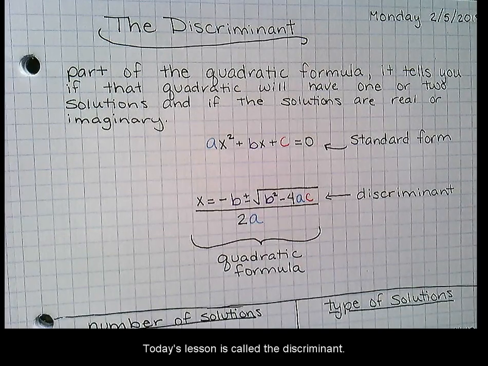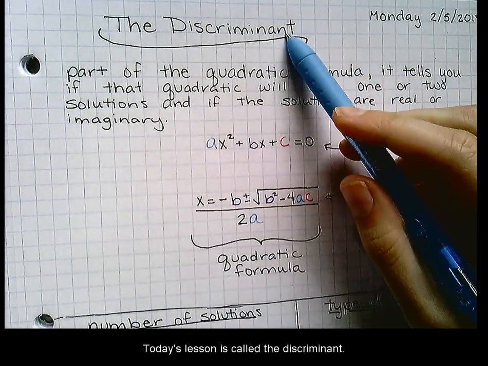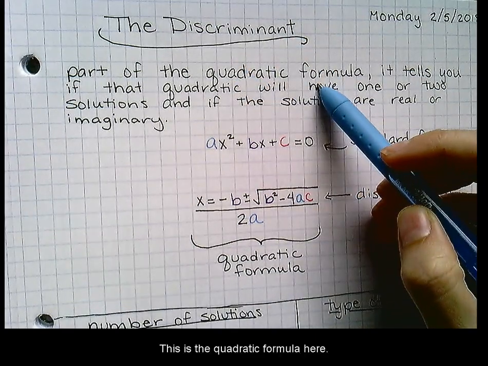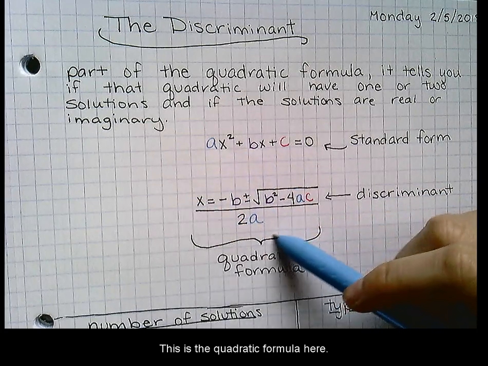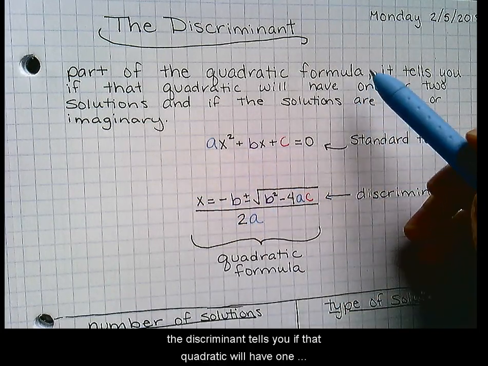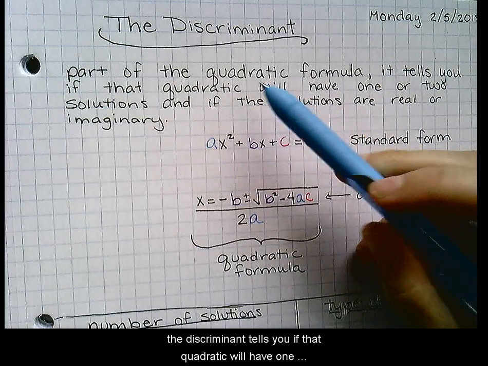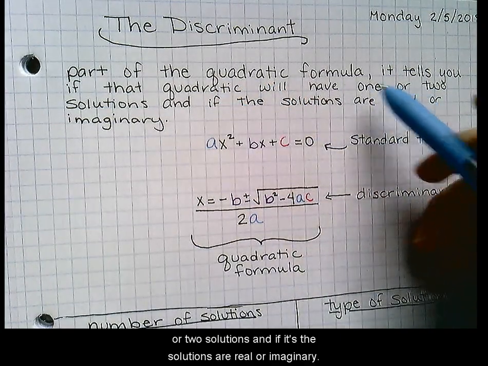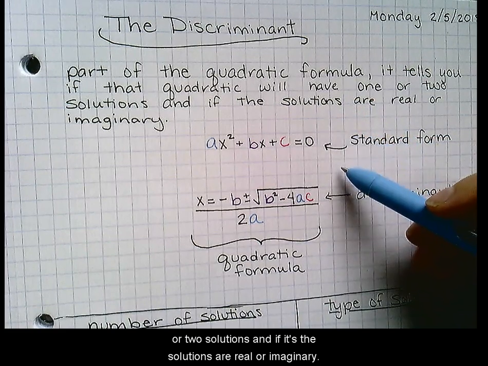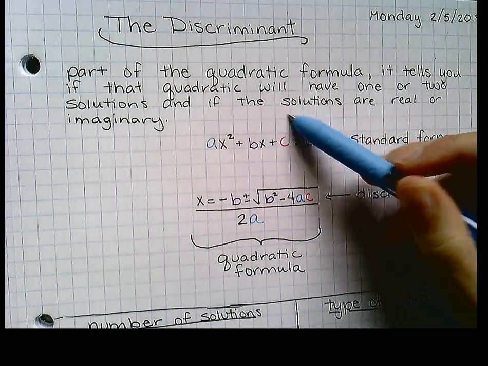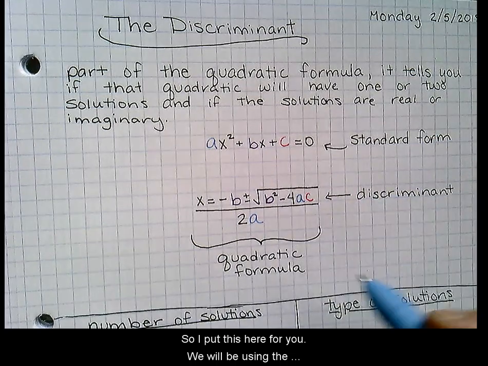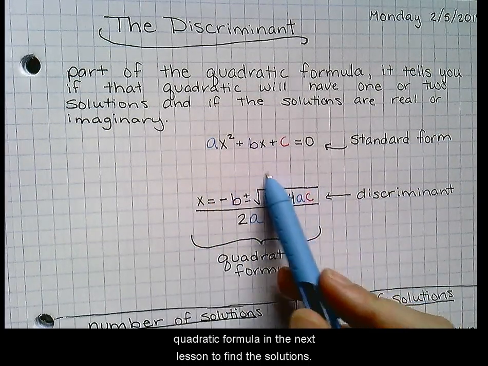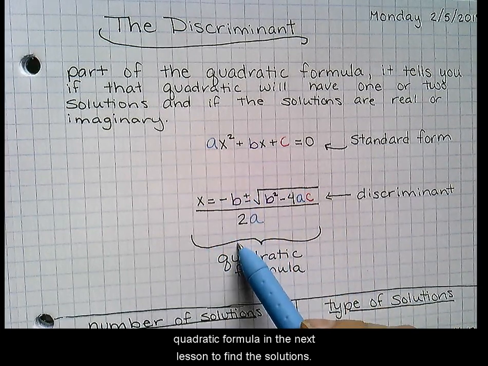Okay, today's lesson is called the discriminant. It is part of the quadratic formula. This is the quadratic formula here. And the discriminant tells you if that quadratic will have one or two solutions, and if the solutions are real or imaginary. So I put this here for you. We will be using the quadratic formula in the next lesson to find the solutions.